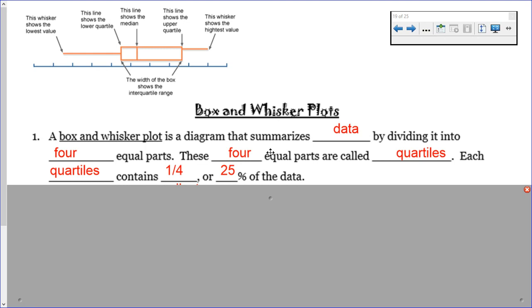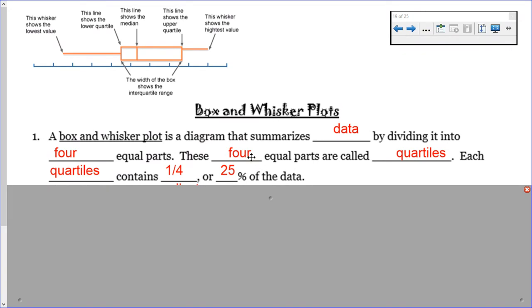A box and whisker plot is a diagram that summarizes data by dividing it into 4 equal parts. So up here you can see an example of a box and whisker plot. It divides the data into 1, 2, 3, 4 parts. Now I know it says the word equal, and you might be thinking, well, those 4 sections are not equal sizes, but we'll get to that in just a minute.